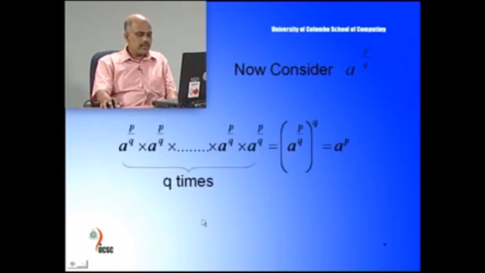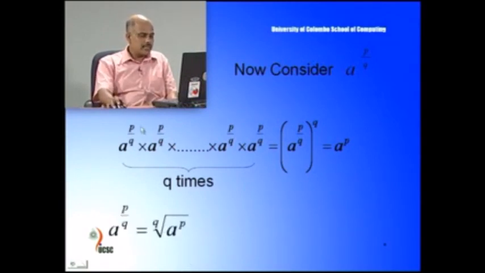Now, we will see what is the meaning of a to the power p over q. As I explained earlier in the previous slide, the product of a to the power p upon q, q times can be written like this, a to the power p upon q, to the power q, which is equal, as you know, to a to the power p. So, what does this tell us? It tells us that a to the power p over q is the qth root of a to the power p.